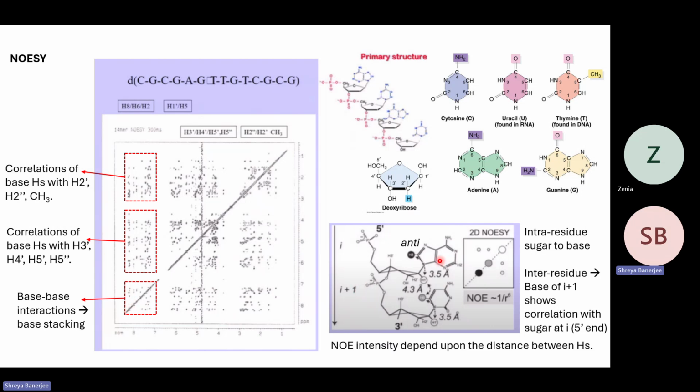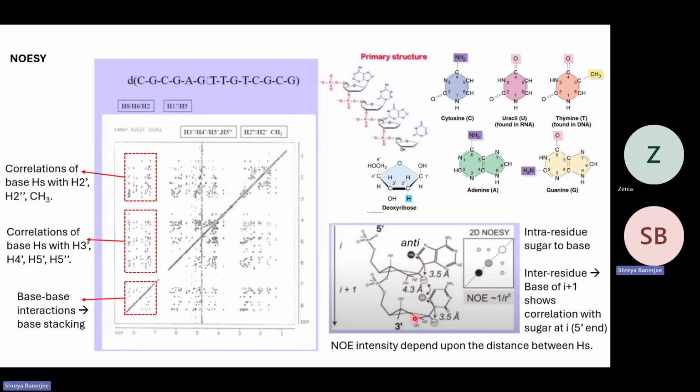So if you have, like here, 2 nucleotides shown, then one base with the other base, if they are stacking on top of each other, NOESY between them will appear in this region. So here 2 nucleotides are shown. We are going from 5 prime to 3 prime direction.